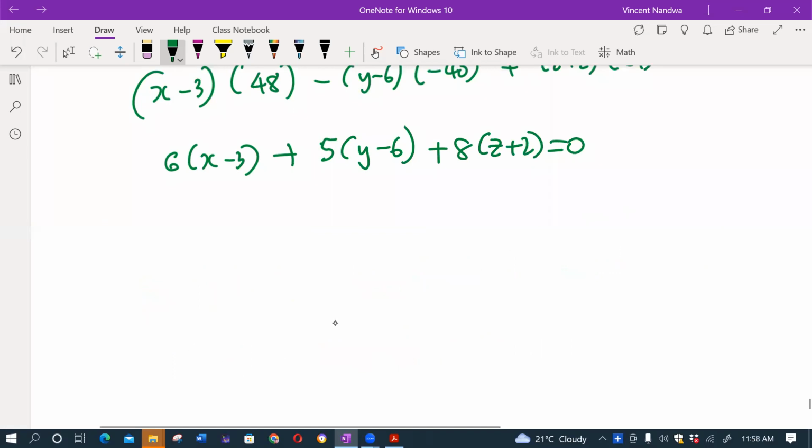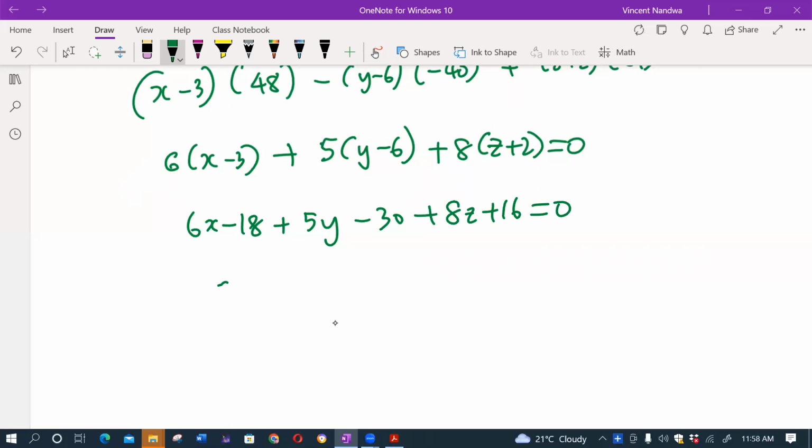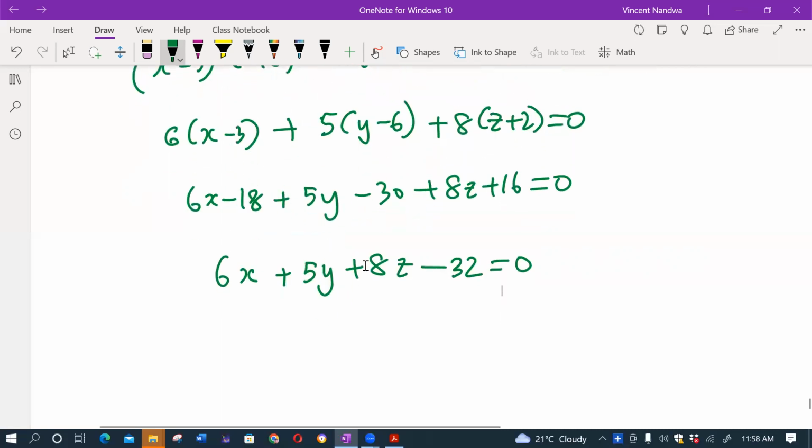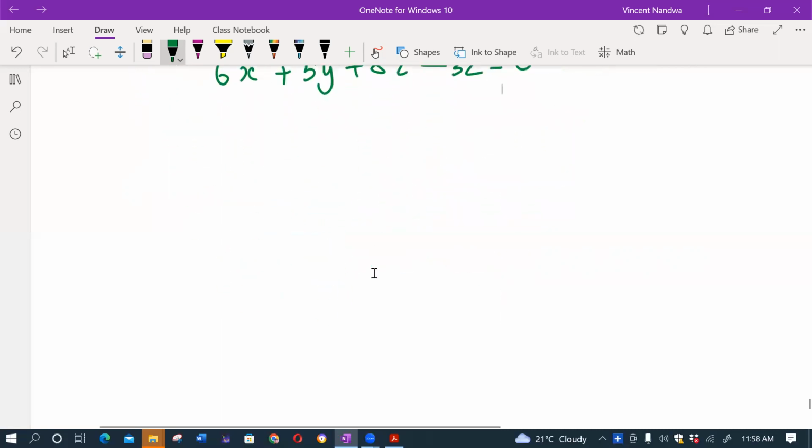And then 6x minus 18 plus 5y minus 30 plus 8z plus 16 equals 0. So 6x plus 5y plus 8z minus 32 equals 0. So that is the equation of the plane passing through the given points.